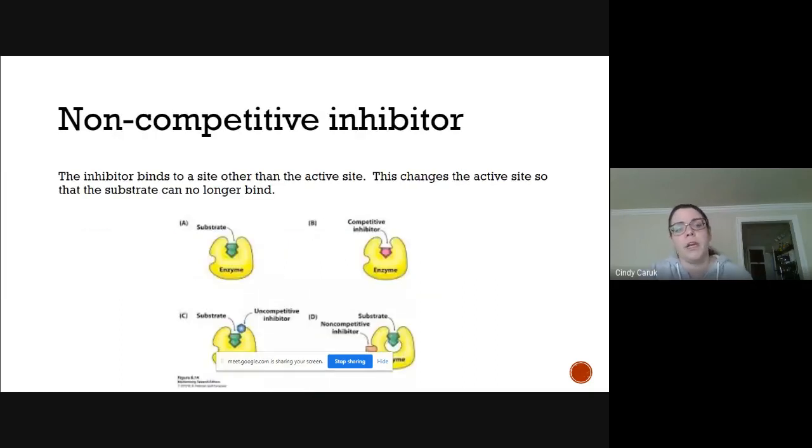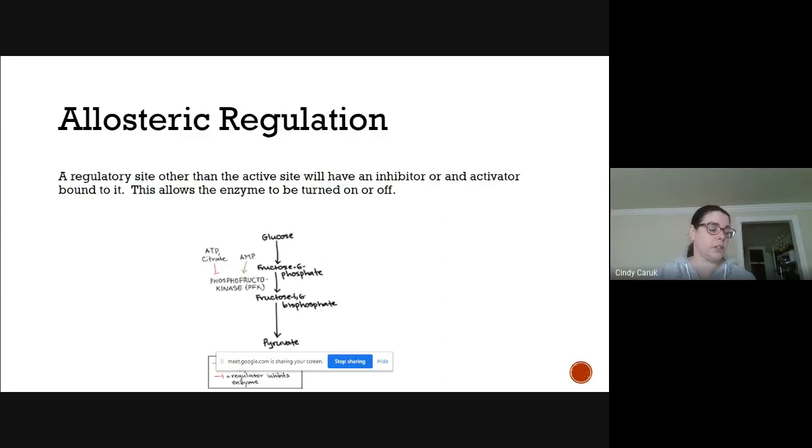Non-competitive inhibitors, these bind to a site other than the active site. They change the active site so that the substrate can no longer bind. So it's actually changing that structure by binding chemically to somewhere other than the active site. You have a nice diagram of this again in your book, this is on page 130, figure 6.17. Allosteric regulation, you also have in your book. It's on page 131, figure 6.18.